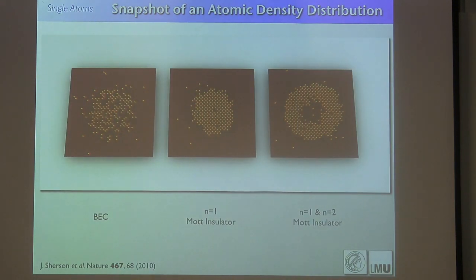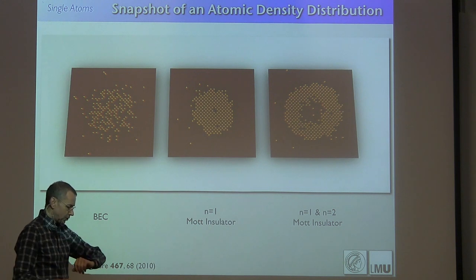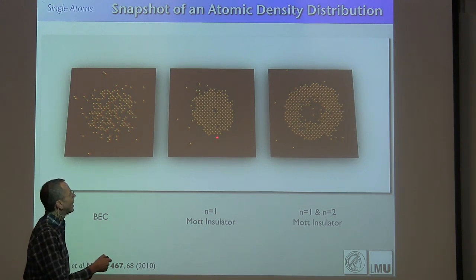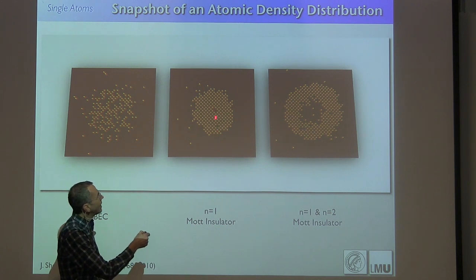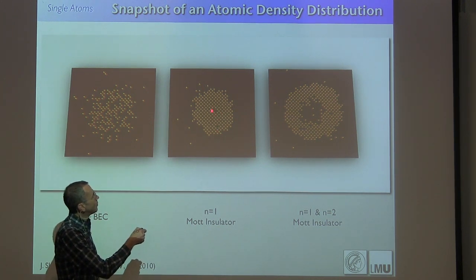Here's just a picture again of this. One more thing I want to stress at the end, with one more slide, is these fluctuations that we sometimes see. Ideally, there should be an atom here, but you see they're missing.